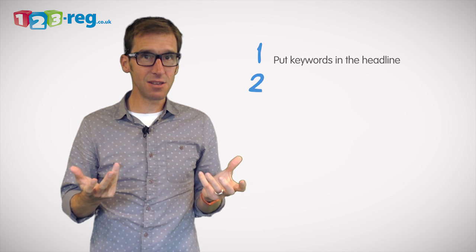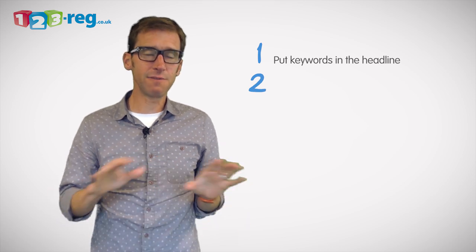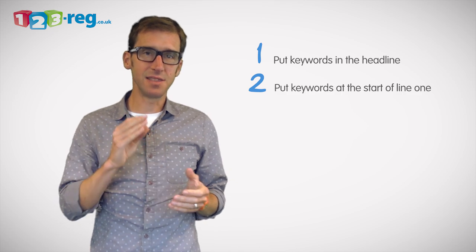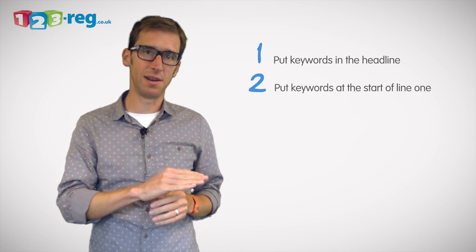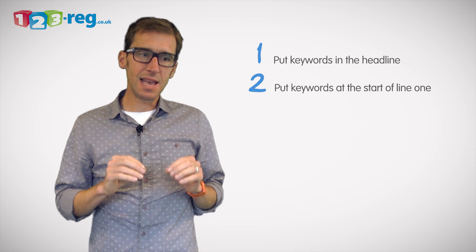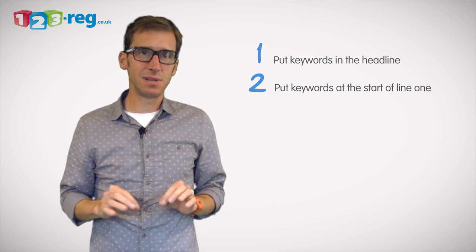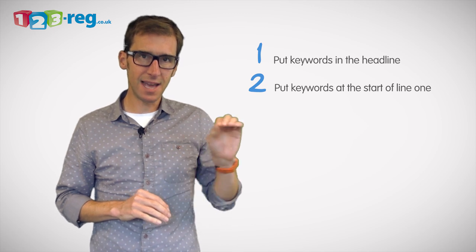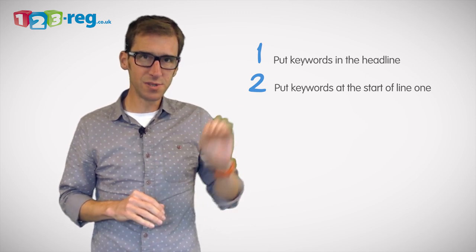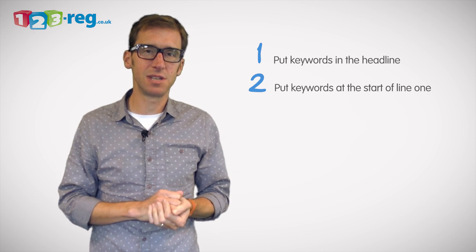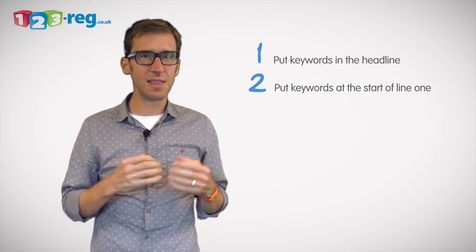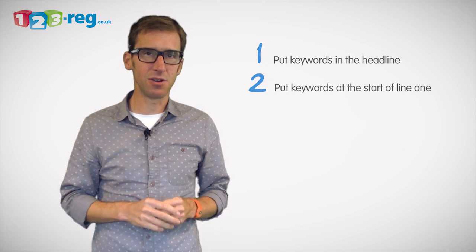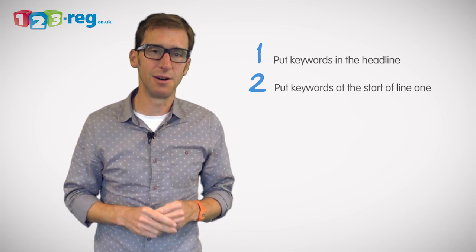So the second thing that you can do, following exactly the same model, is use those keywords at the start of your line 1. It follows exactly the same principle: if the bit of the ad that the user looks at, the headline and the line 1, also mentions the product or service that they've searched for, then they are really going to think that what you have to sell is exactly what they're looking for. So that works really well.